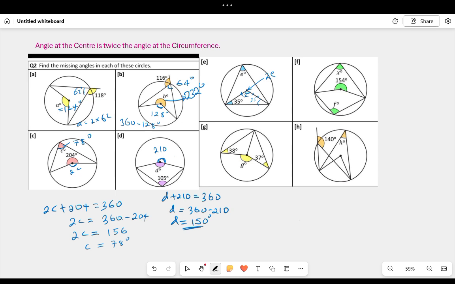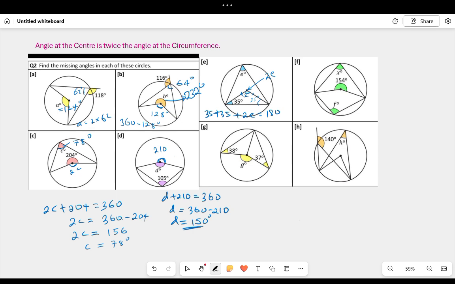Now, we are therefore going to write it as 35 plus 35 plus 2E is equal to 180 degrees. So 35 plus 35 plus 2E is equal to 180.